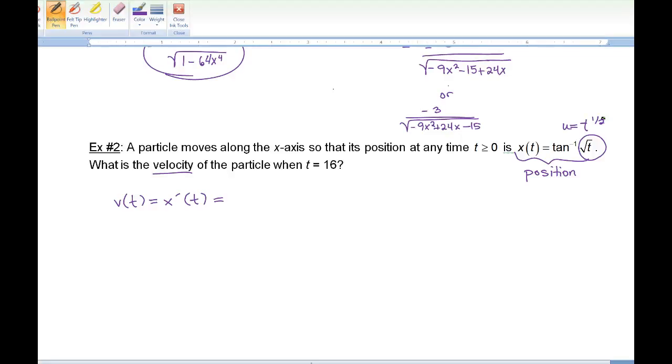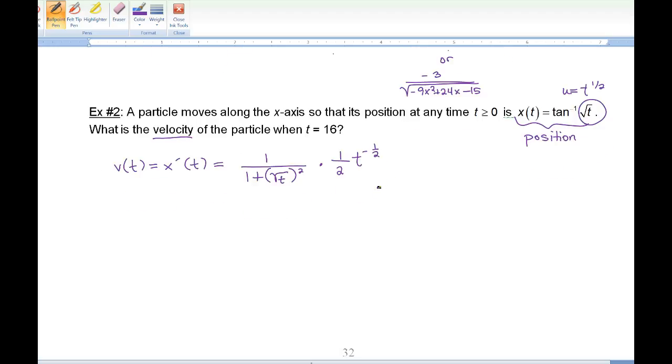So tangent inverse. The rule for inverse tangent is 1 over 1 plus u squared. So it's going to be 1 over 1 plus the square root of t, squared. The square root of t squared would just give you t. Times, now we're going to multiply by the derivative of t to the 1/2. So that's going to be 1/2 t to the negative 1/2.